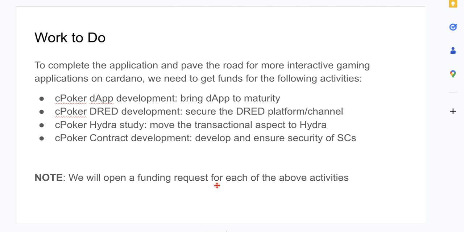We need to develop further Dread, which is our platform, which currently is also our channel for exchanging messages. We need to study how to use Hydra for the transactional part. So at the moment we are exchanging transactions in this channel, but in the future we would like to have transactions directly on Hydra, which is pretty fast. And then we need also to develop the smart contract and check its security. So for each of these activities that we'll need to do, we'll open a funding request.